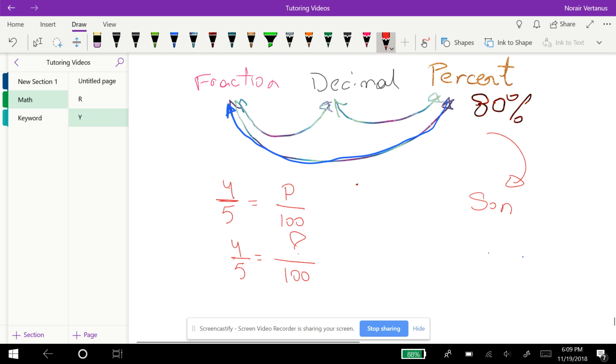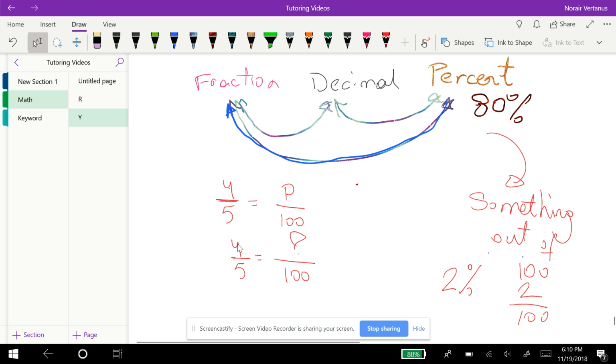Why what at 100? Because percent means something out of 100. Like 2% means 2 out of 100. Right? So 4/5 is what percent? So we want to make an equivalent fraction that has a denominator of 100. When it has a denominator of 100, we can tell what percent that is.